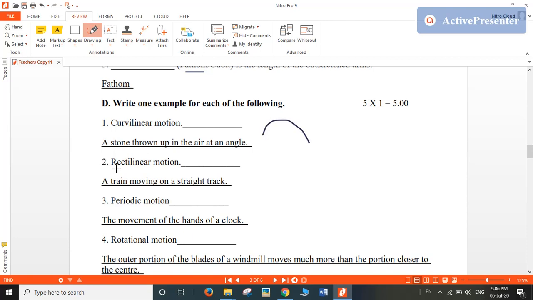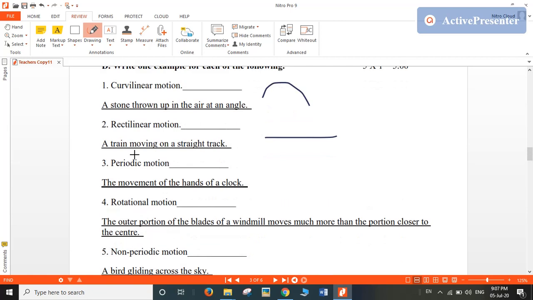Then the example of rectilinear motion. So a train which is moving on a straight track, that is an example of rectilinear motion. मतलब कि सीधा जाना चाहिए. So you can give another example: a car which is moving on a straight road, that is also an example of rectilinear motion.